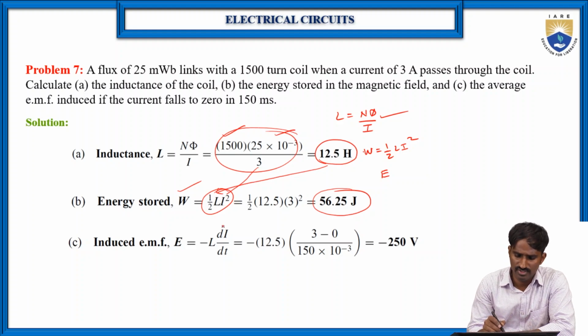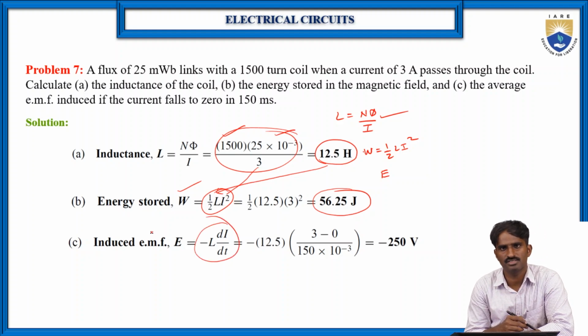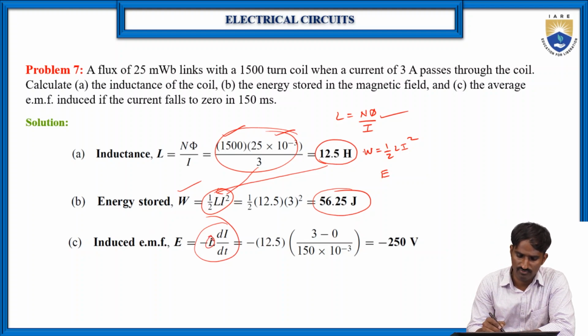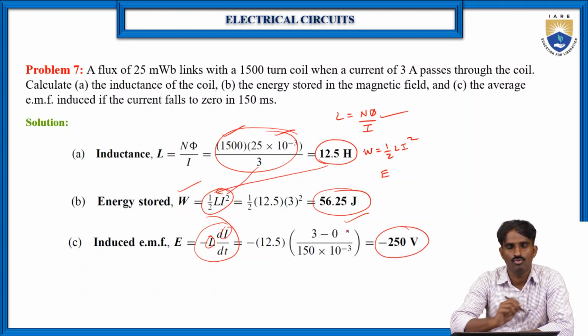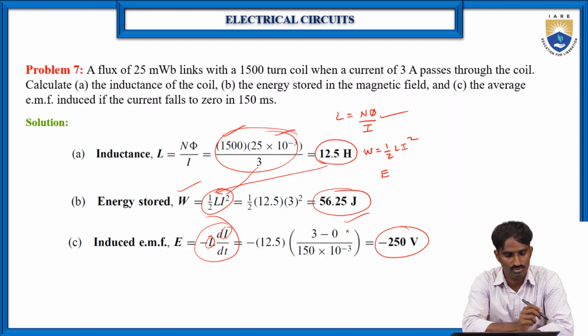So instead of that, we use this particular equation, E is equal to minus L into di by dt. Then substitute the value of L and di by dt, because di means the difference between the current, here it is 3 and 0, so 3 by 150 milliseconds, so 150 into 10 to the power of minus 3. Then by simplifying this equation, you will get the average EMF induced as minus 250 volts. So this is how we can solve the numerical problems based on electromagnetic induction.